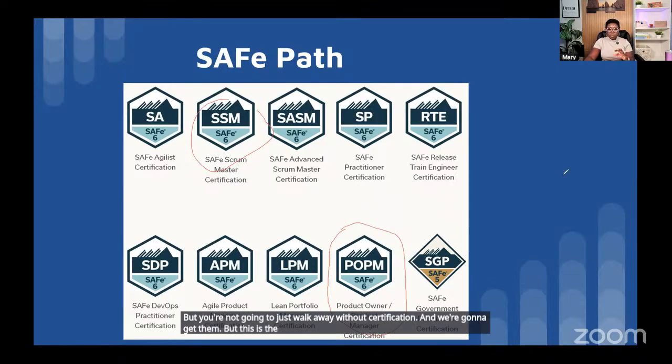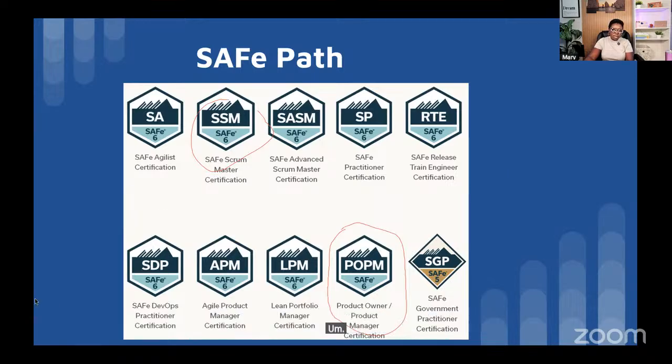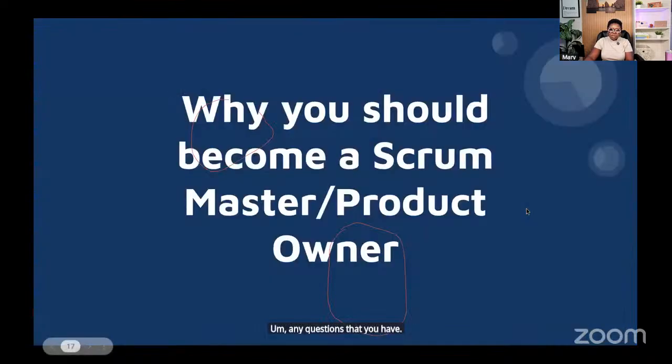If you have more questions about this after now, you can ask me any questions that you have. So let's move on to the next slide. Why should you become, I don't know, can you guys see this annotated? Let me delete.